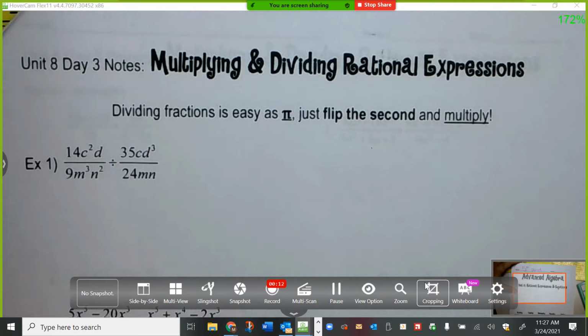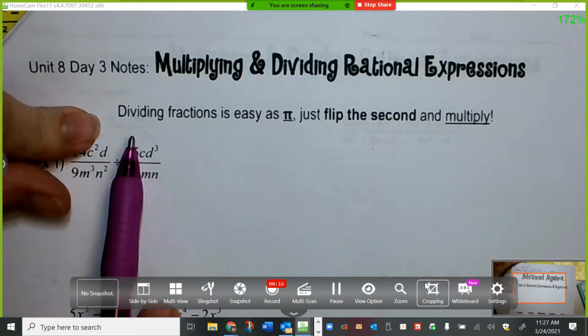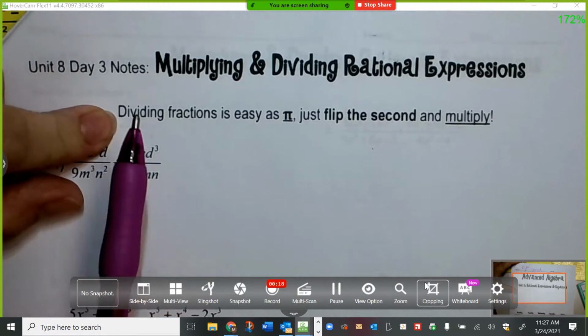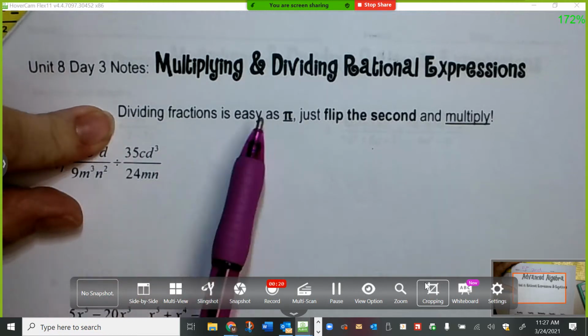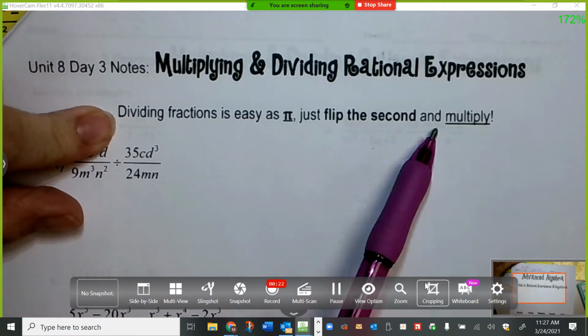Okay, so, get all my pens. I know this is super corny, but it's true.